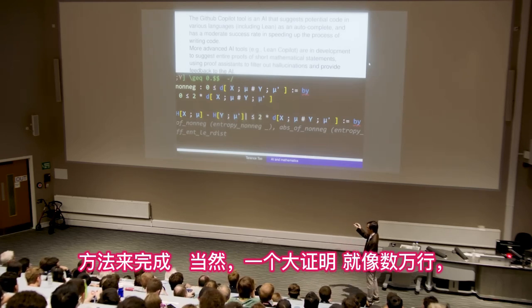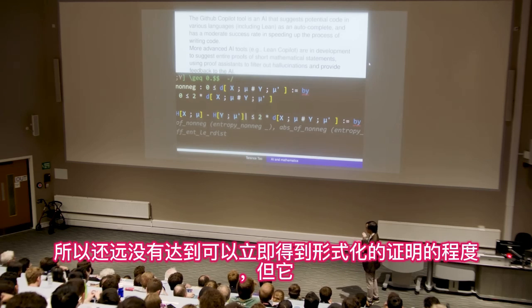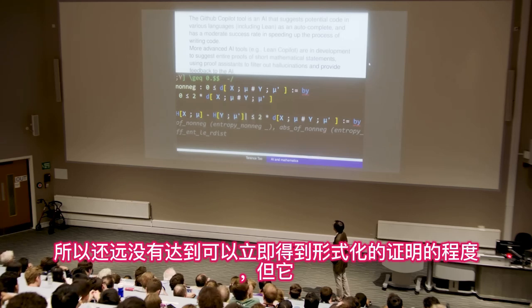Of course, a big proof is tens of thousands of lines, so it's nowhere near the point where you can just instantly get your proof formalized, but it is already a useful tool.